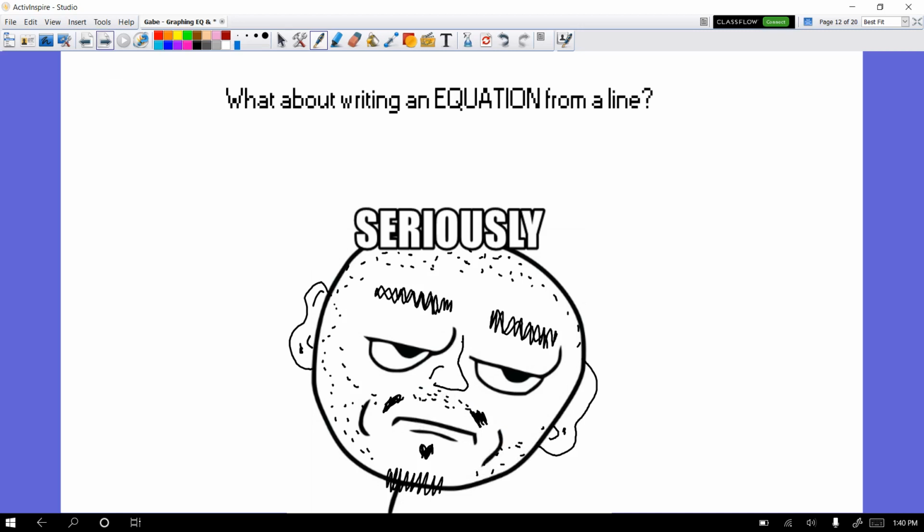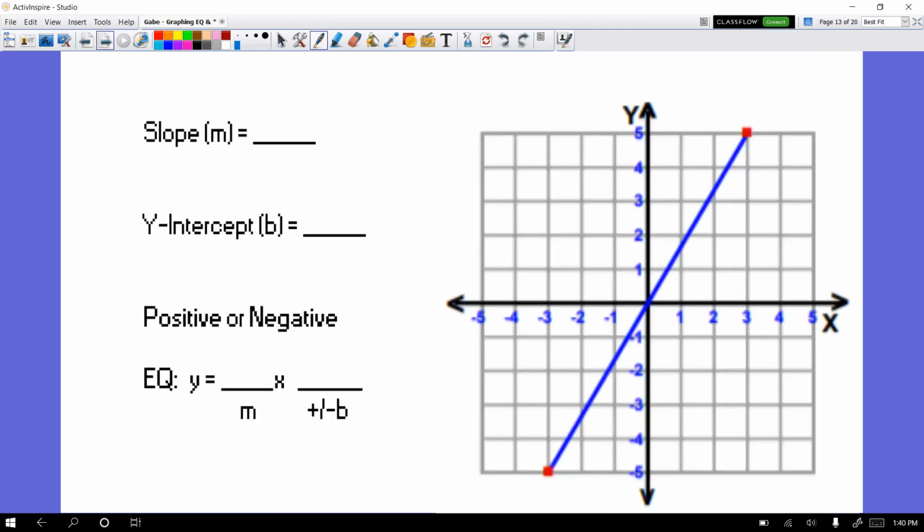Anyway, we're going to be writing an equation from a line, so we're reversing the process of what we did last time. And we're going to see what that looks like. All right.